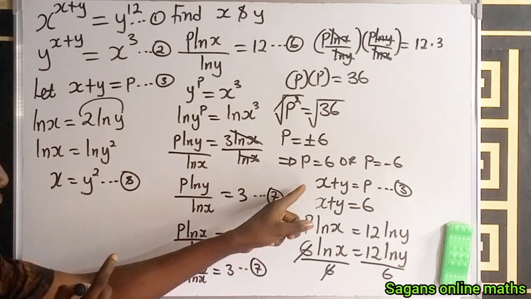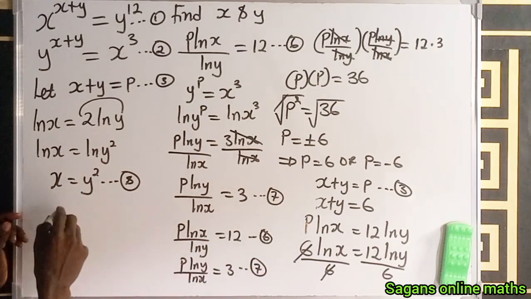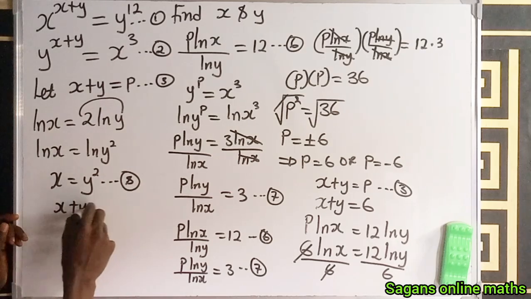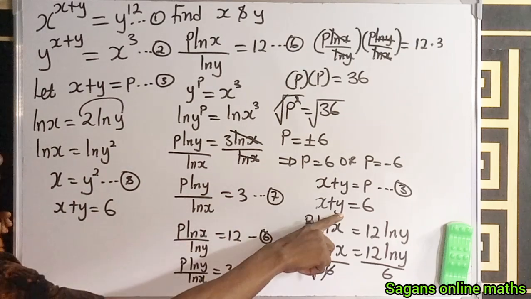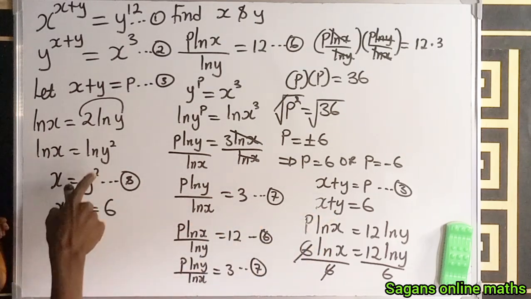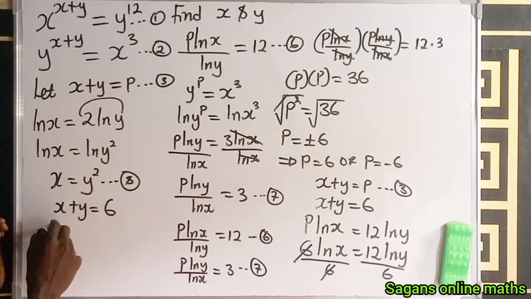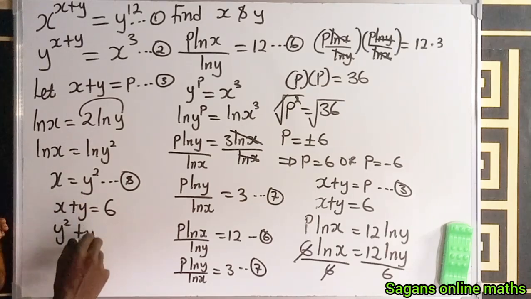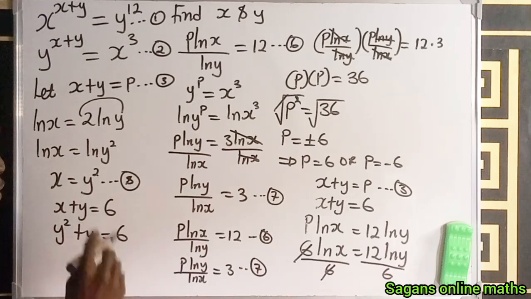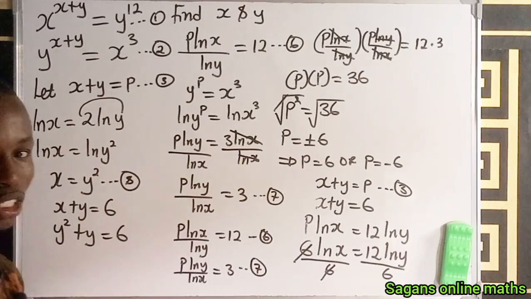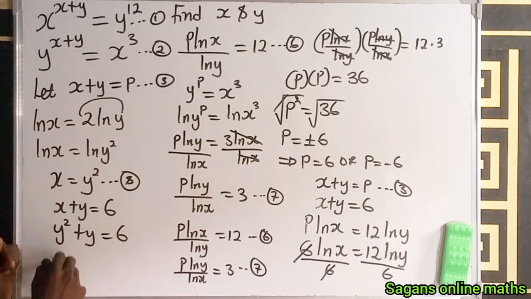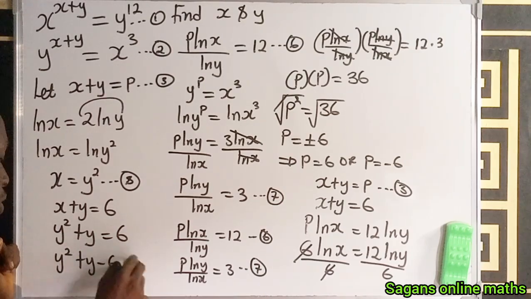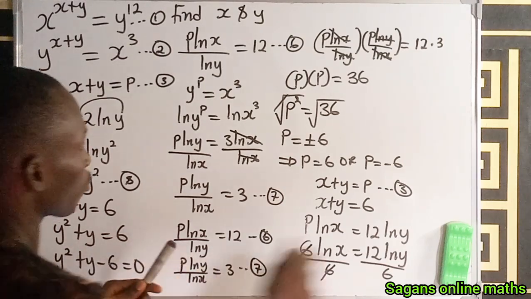Now let's go back here. We know from equation 3 that x plus y is equal to 6, as you can see here. But we are getting that our x is y squared. Anywhere I see x, put y squared. So this is y squared plus y equals 6. Now let's subtract 6 from both sides so that I can have a very beautiful form of quadratic equation. So this is y squared plus y minus 6 equals 0.